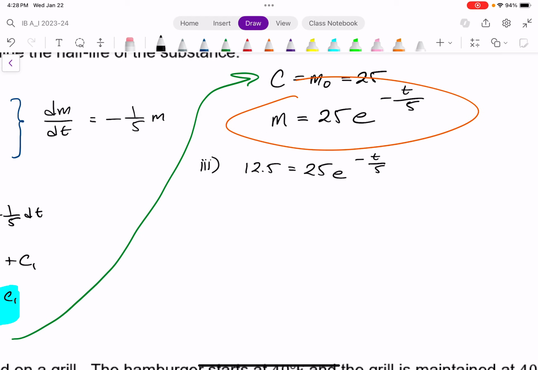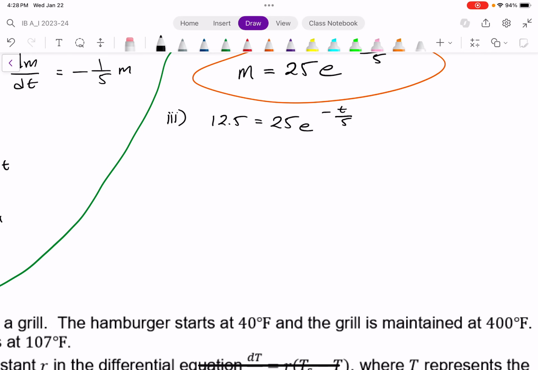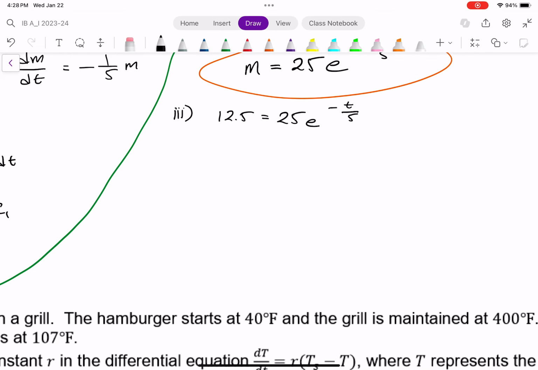At this point, we could solve this graphically. We could solve it algebraically. I think it's pretty quick to solve it algebraically, especially if you want an exact value, which we can get pretty nicely here. So I'll divide both sides by 25. We get 1/2.